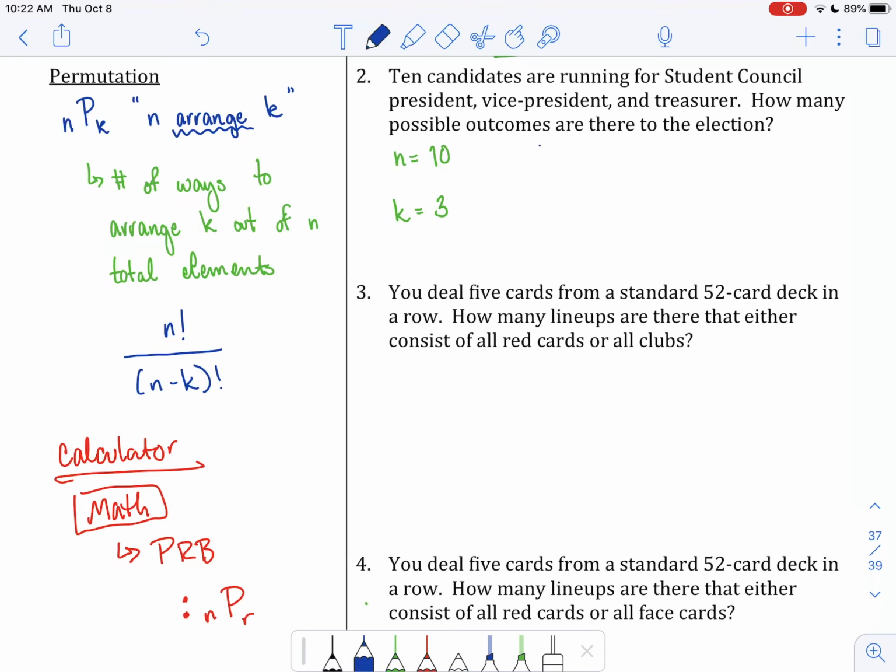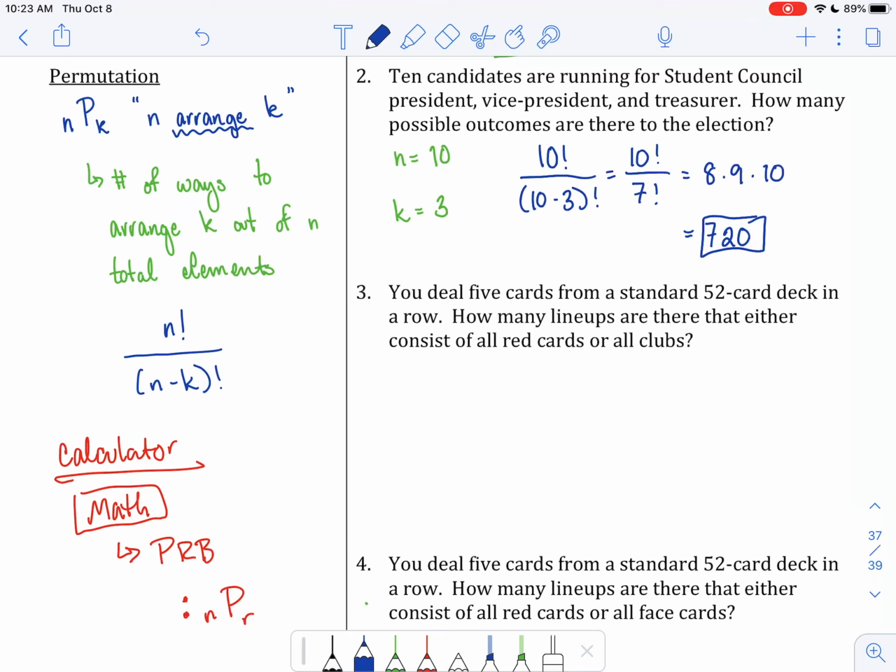Now, if we want to do this by hand, this would be 10 factorial over 10 minus 3 factorial, which is 10 factorial over 7 factorial, which after all that canceling out would be 8, 9, and 10 left, meaning that there are 720 possible outcomes for this election. Obviously, in any election, they are not all equally likely, but those are the entirety of the potential outcomes.